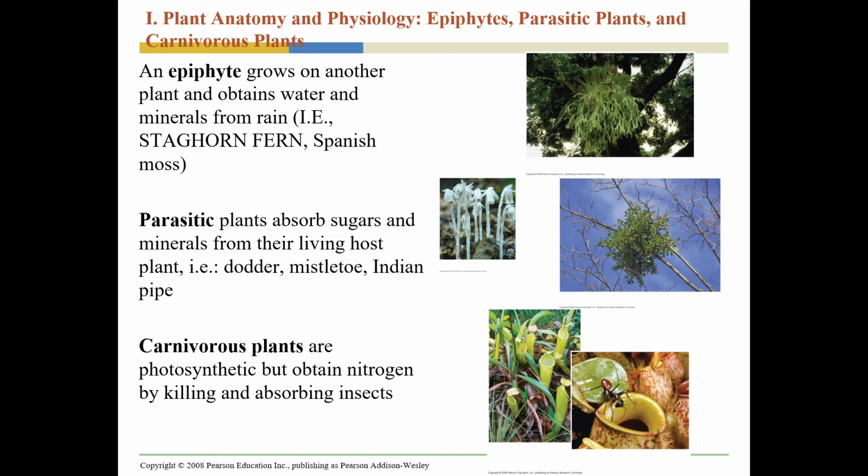And then you have carnivorous plants, which is really cool because photosynthesis can take place in carnivorous plants, but what they lack is the nitrogen from the soil. And so they have evolved in order to obtain nitrogen in different ways, that is somehow trapping and breaking down insects or other living material and absorbing the nitrogen from that.